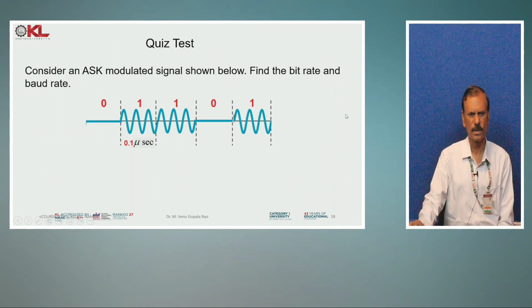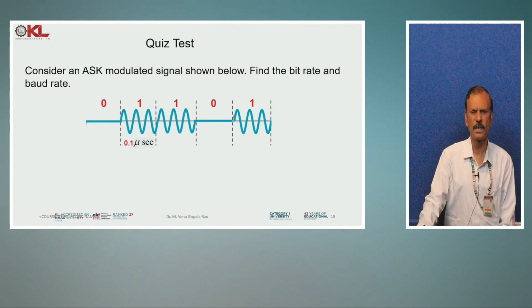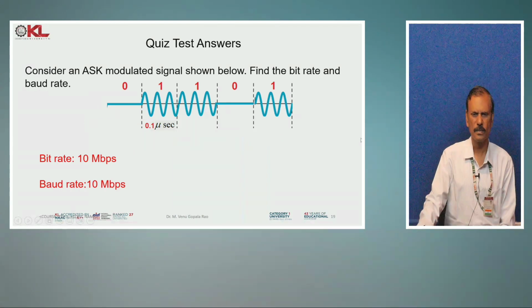Now, quiz test. Consider an ASK modulated signal shown below. Find the bit rate and baud rate. So the answer is: bit rate is the reciprocal of the bit duration, so 1 by 0.1 microsecond, which is nothing but 10 megabits per second. Similarly, baud rate: in ASK the signal element is 1, that is binary, so baud rate and bit rate are both the same, so the baud rate is also 10 megabaud. If you observe the bandwidth, it is nothing but 10 megahertz.